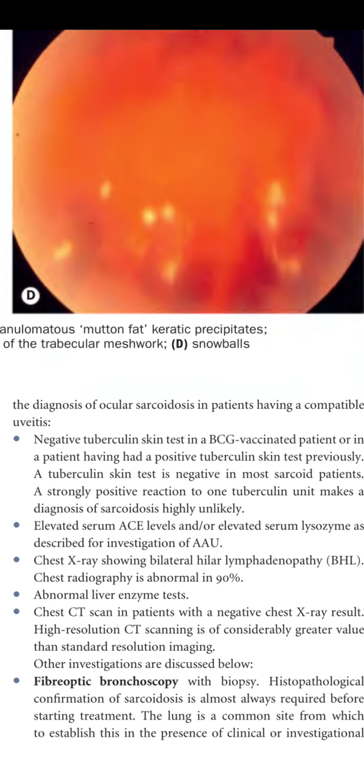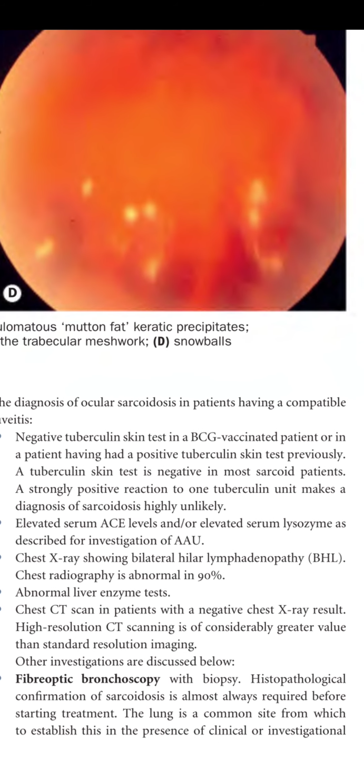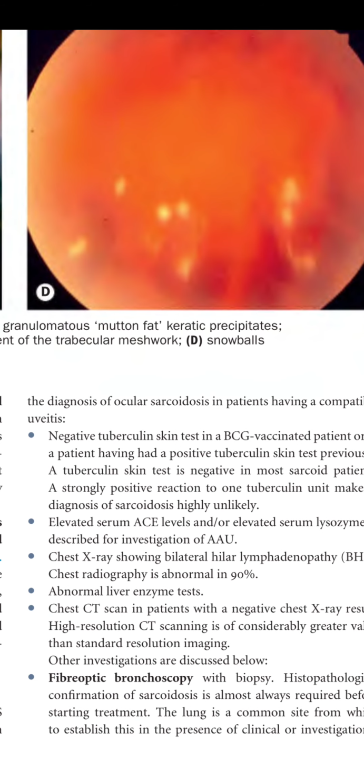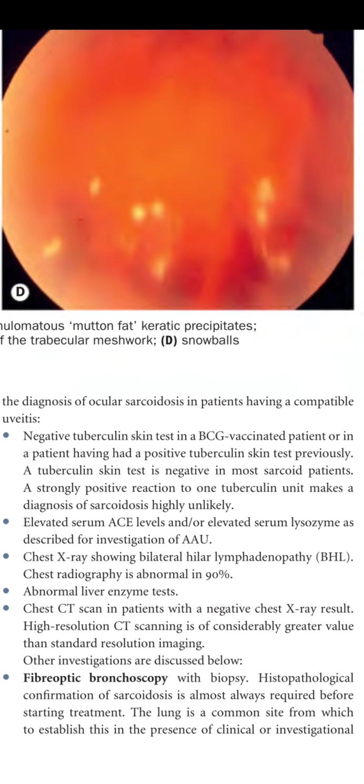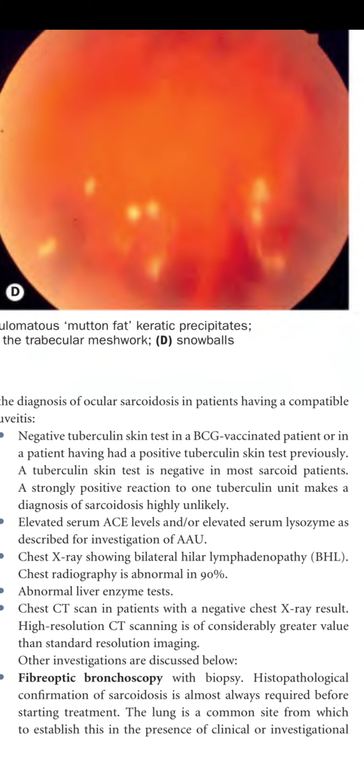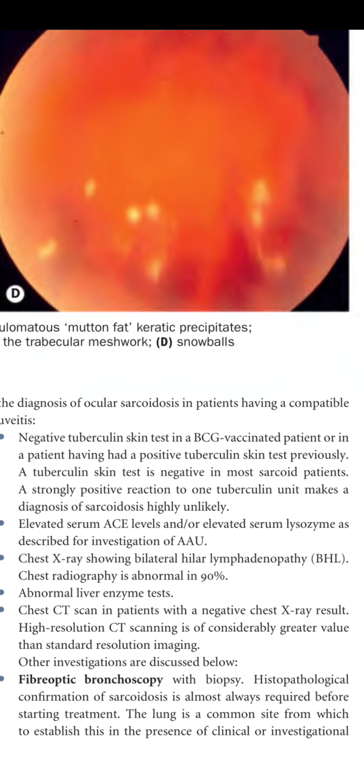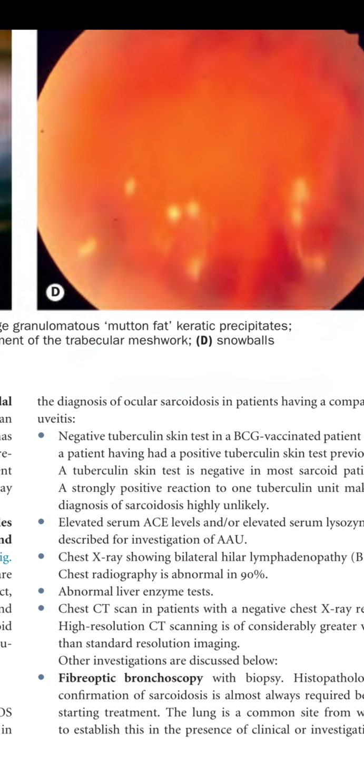Number 1 is a negative tuberculin skin test in a BCG vaccinated patient, or in a patient having had a positive tuberculin skin test previously. So basically, in a case of a sarcoidosis, there is going to be the negative tuberculin test, especially in a BCG vaccinated patients and those who had previously had a positive tuberculin skin test. A tuberculin skin test is negative in most sarcoid patients. A strongly positive reaction to 1 tuberculin unit makes a diagnosis of the sarcoid highly unlikely.